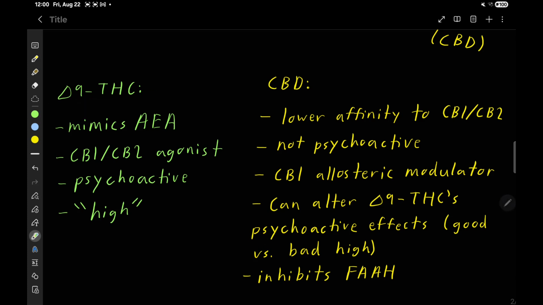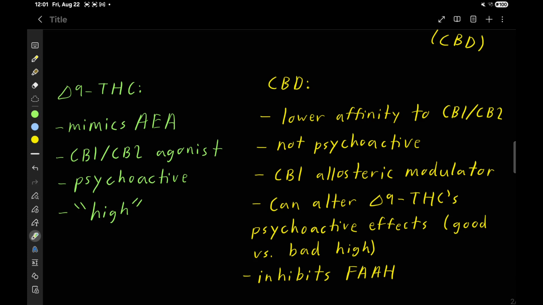It can alter its psychoactive effects and responses. And this is the difference between a good high versus a bad high. So using delta-9 THC alone can cause psychoactive effects and cause you to become high, but using delta-9 THC in combination with cannabidiol can alter these effects and smoothen them out, and oftentimes can create a more euphoric and pleasant high experience.